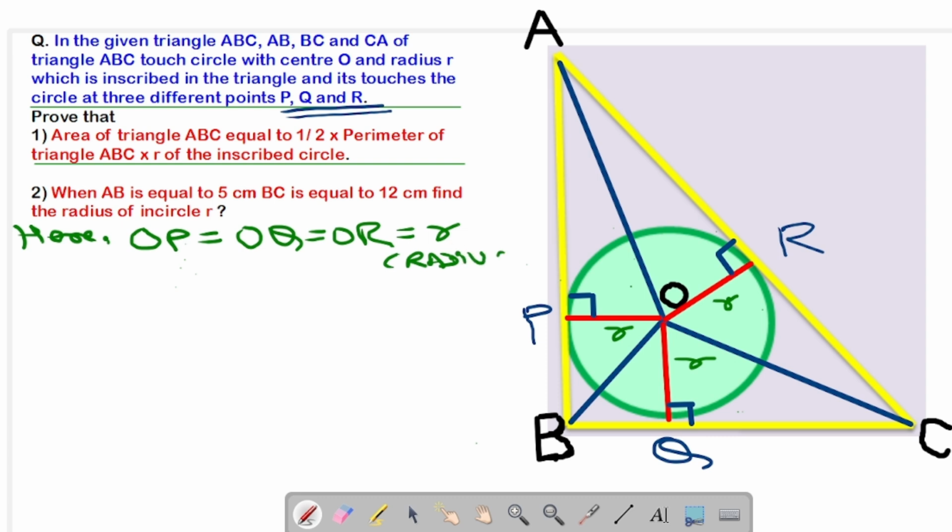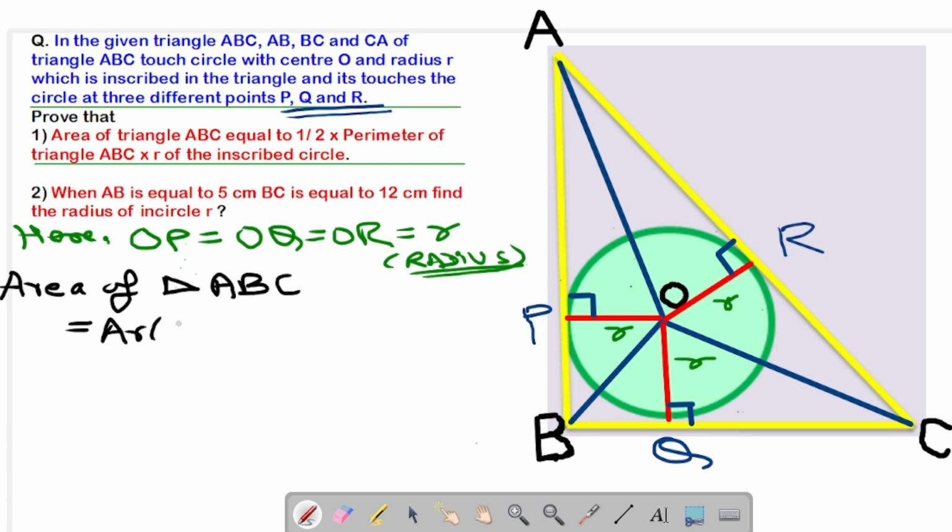And since we have connected the three vertices to the center, the triangle ABC can be subdivided into three small triangles, right? That means there will be three subsets of the bigger triangle, the three triangles which compose the bigger triangle ABC. Now we can see the area of triangle ABC consists of the three triangles. What are those three triangles? Let us see. If one of the triangles is AOB, right?